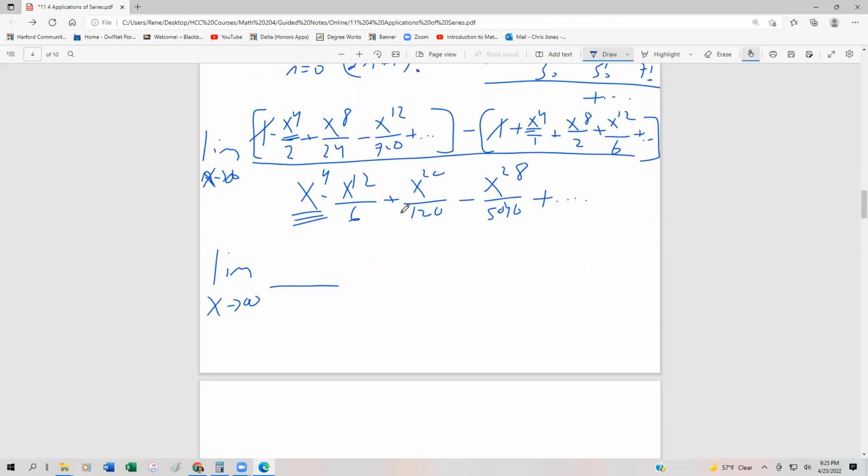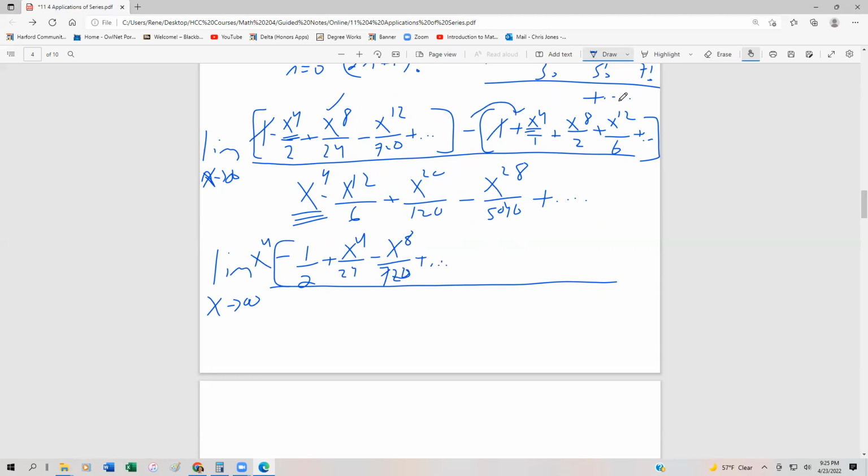And so we're going to have a negative x to the fourth over 2 plus x to the eighth over 24 minus x to the 12th. Oh, I'm sorry, we meant to factor out that x to the fourth. So let's do that. All right, so we're going to have an x to the fourth on the outside of all of this. Okay, that's going to be a half, and then an x to the fourth factoring from here, and then an x to the eighth over 720. All right, and then that's just going to go on forever.